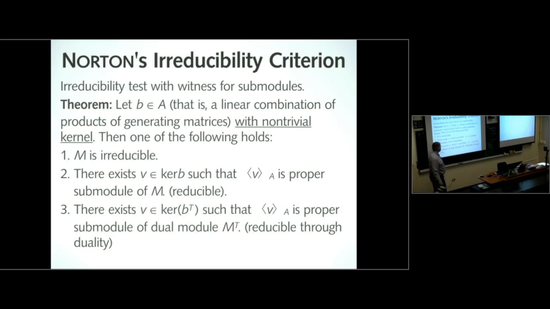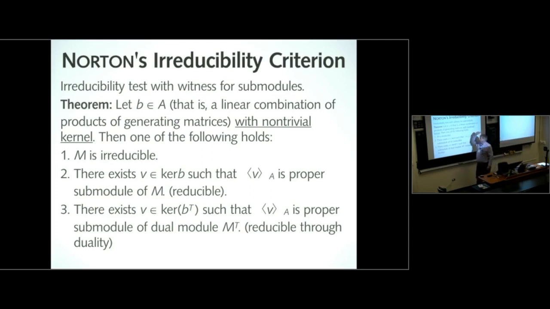And it's a test which works very efficiently, and either proves the module is irreducible or it will give us a concrete way to find a submodule. Namely, the criterion is the following theorem. Let's take, so we have an algebra of matrices acting on a vector space. I'm interested in the case of groups, but we don't need groups here. This works for arbitrary matrix algebras.